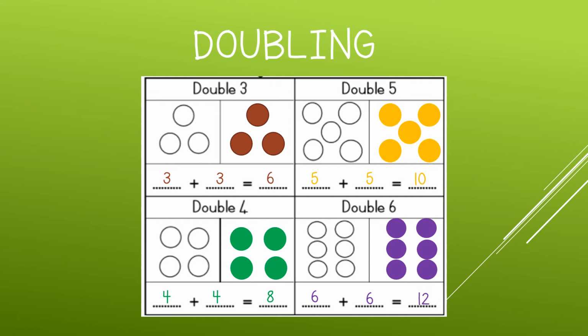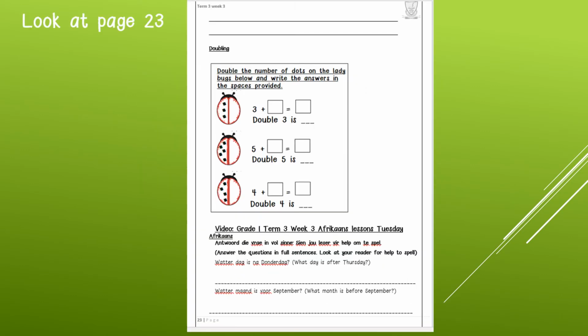So boys and girls, this is an activity in your work packs, and all you need to do is draw the number again and do your sum. So if we look at page 23, here's our doubling. There's our ladybugs. We can draw circles or squares on the other side, and there's space for us to add the numbers and say what double the number is.